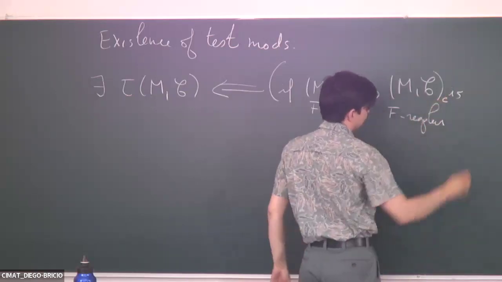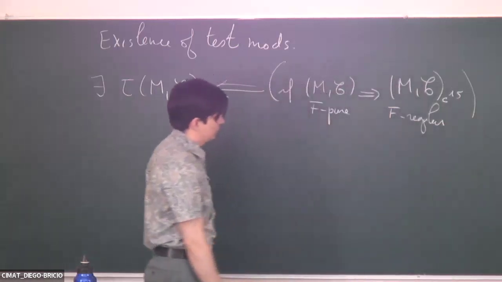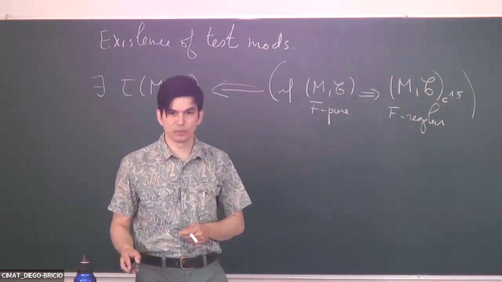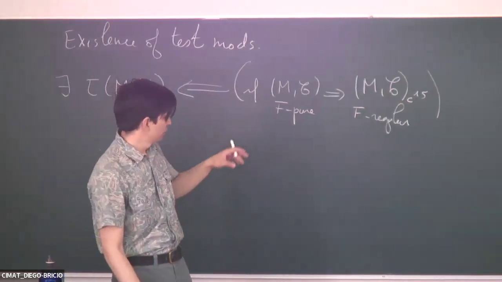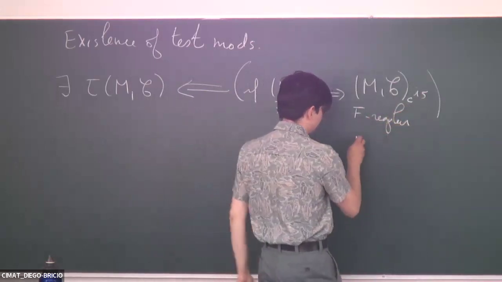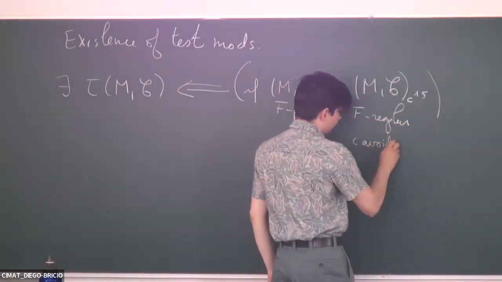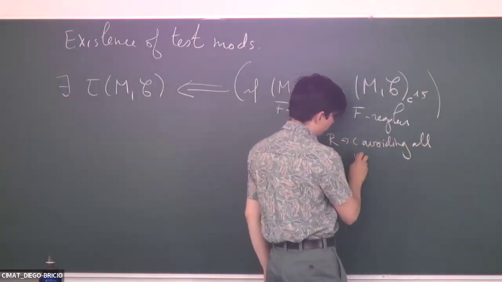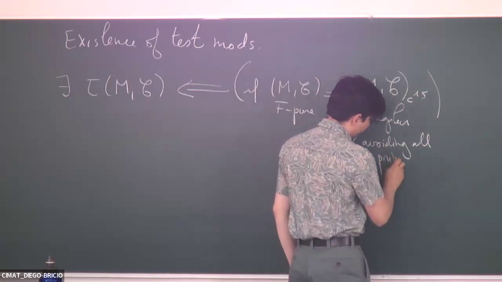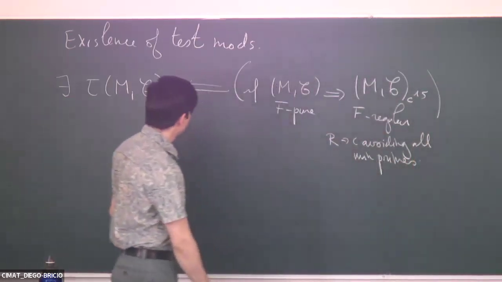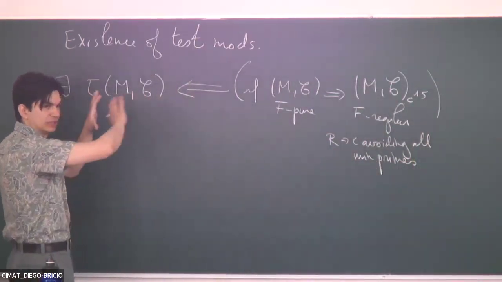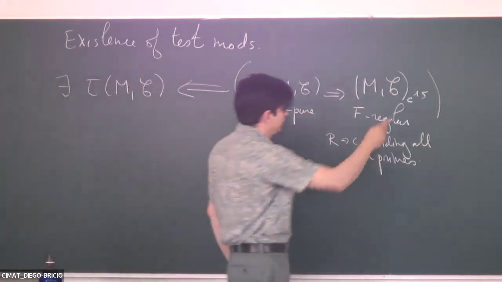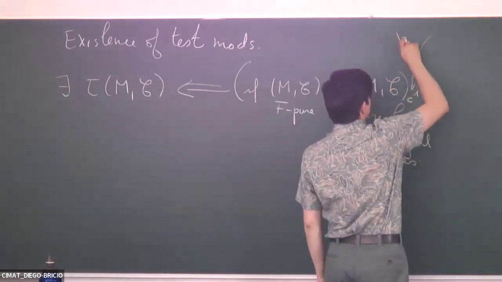Let's put C on a C whose principal open sees all generic points, or in other words, for C avoiding all minimal primes. So C in R avoiding all minimal primes. Okay, so this is the general picture that you need to keep in mind of what existence means. And so any such C is called a test element.